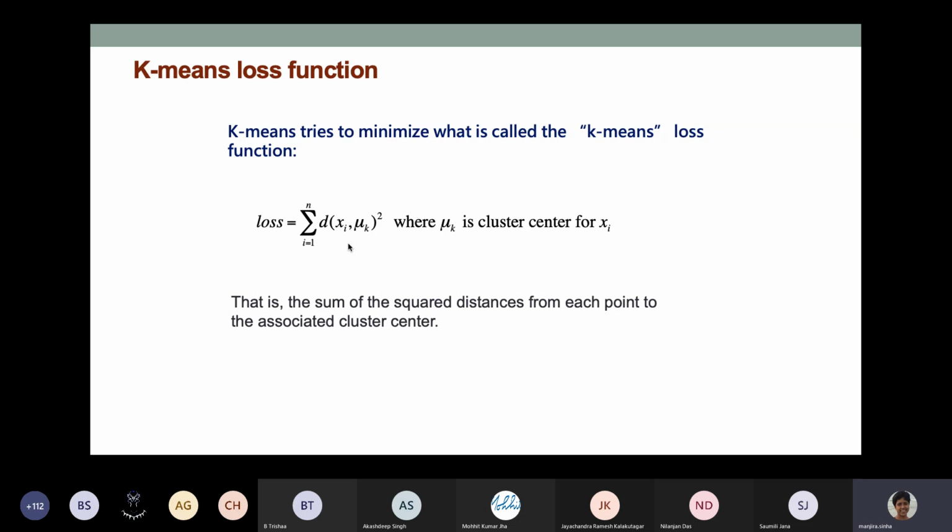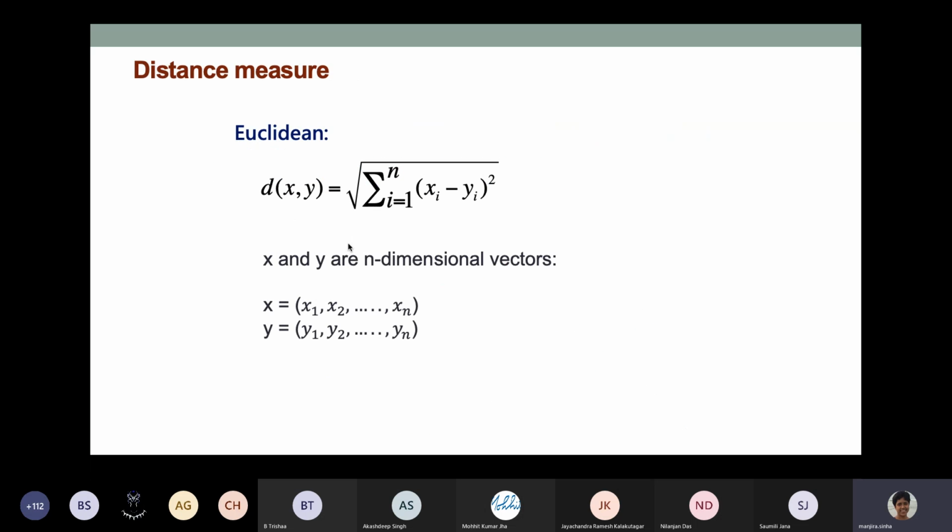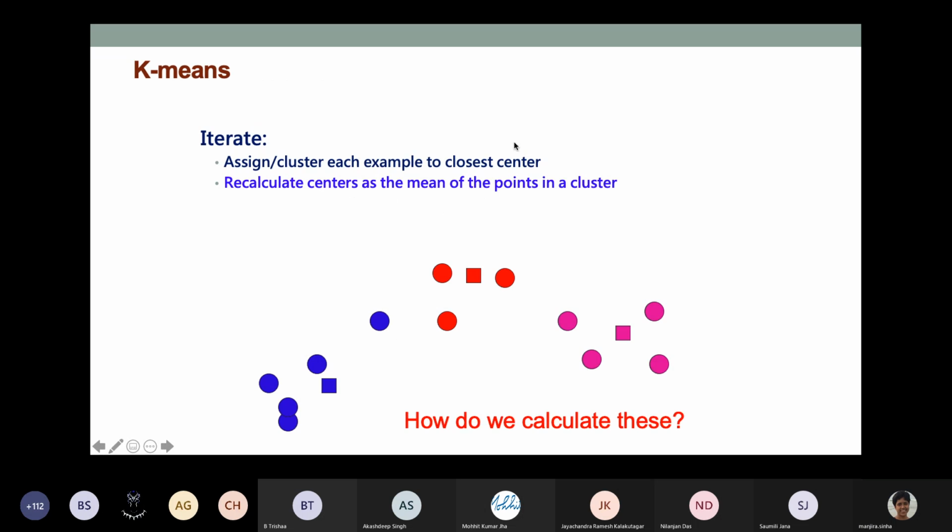And why the square distance? Because distance has a square root. So distance is root over, right? The Euclidean distance. So if you take a square, that means basically this root is gone. This quantity comes out.